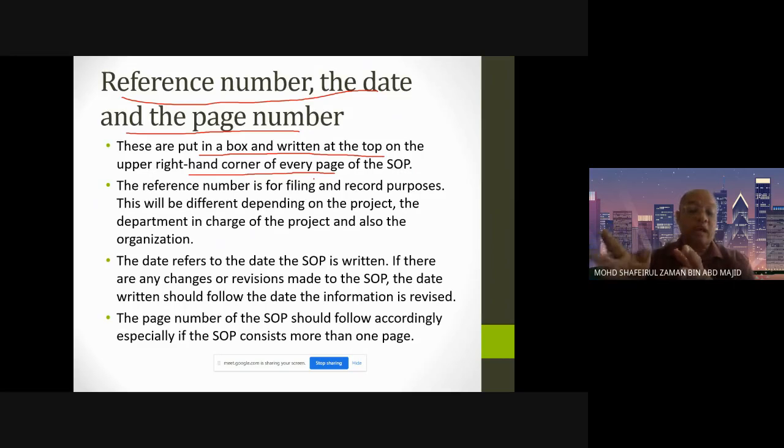So we're going to have a look at an example of this. What you can do is take your right hand, look at the screen, at the upper right hand corner of the page. There is where you are supposed to have the box, and it consists of the reference number, the date, and the page number. And if it is more than one page for the SOP, you need to have the page numbers written accordingly.